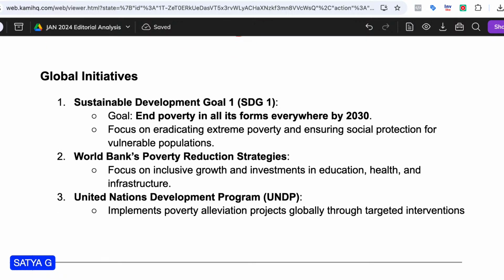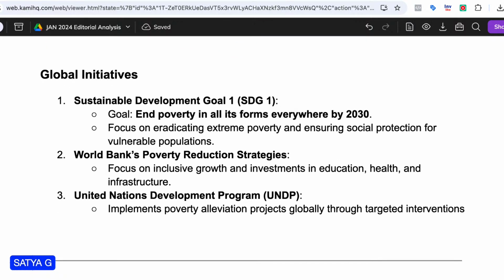So before that, we will see some of the global initiatives. The first is Sustainable Development Goal 1. It says to end poverty in all forms by 2030. So basically, eradicating extreme poverty and providing social protection for vulnerable or marginalized populations. This is the aim of SDG 1.